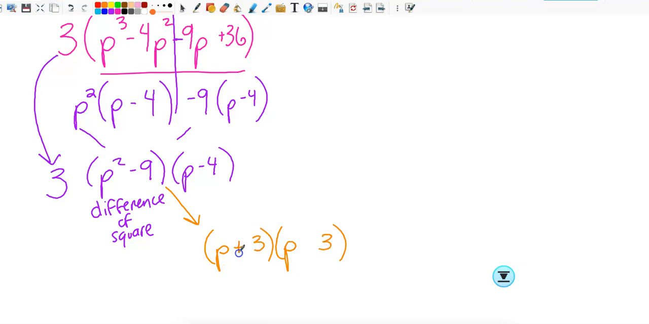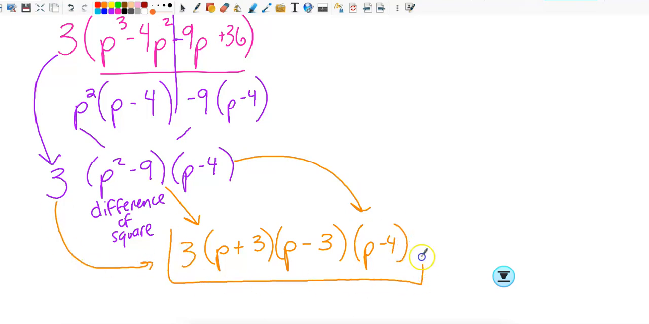And then 1 plus, 1 minus. And then drop on our last parenthesis, p minus 4. And then don't forget to drop down that 3 in your final answer. So I am done. I have factored every single parenthesis as far as I can. All right, we've got one more.